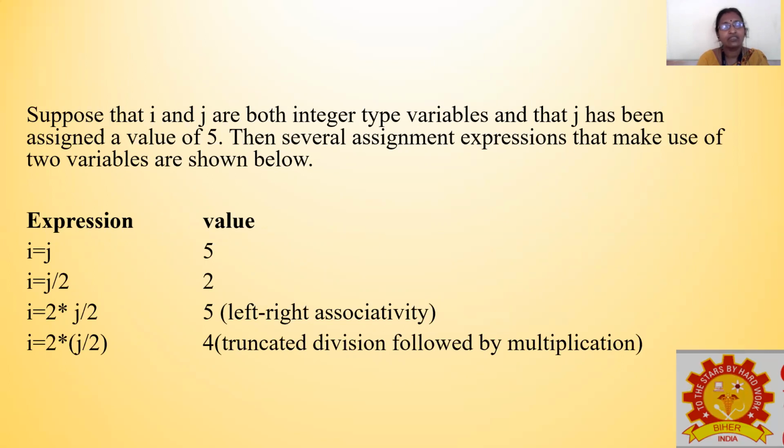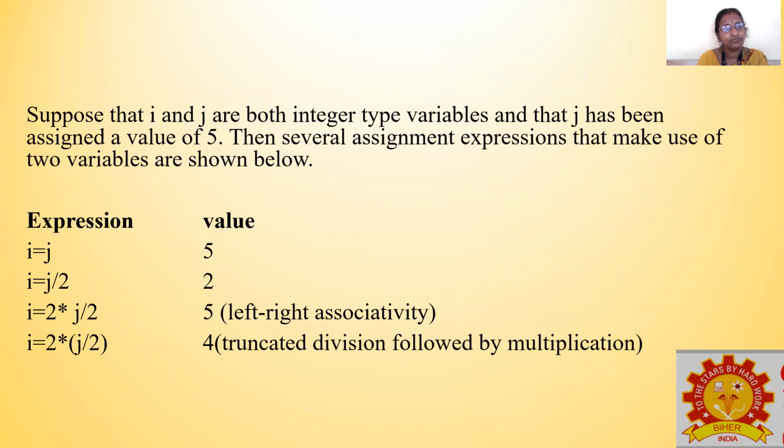Sorry, i and j are both integer type variables, and j is assigned the value of 5. So i = j will assign 5 to i. Next, i = j / 2. j equals 5, so 5 / 2, but i is an integer, so 2.5 will be truncated, and the integer 2 will be assigned to i.